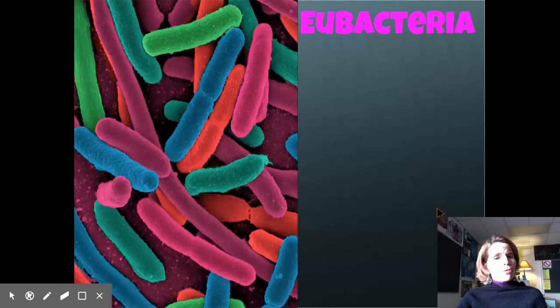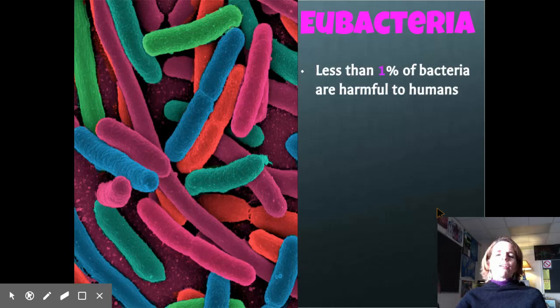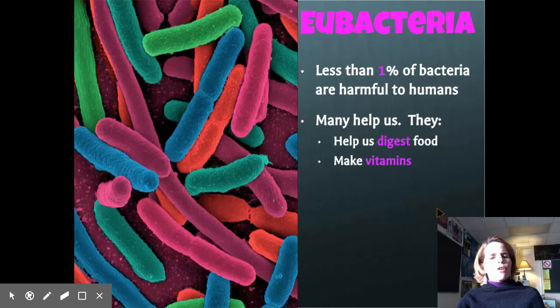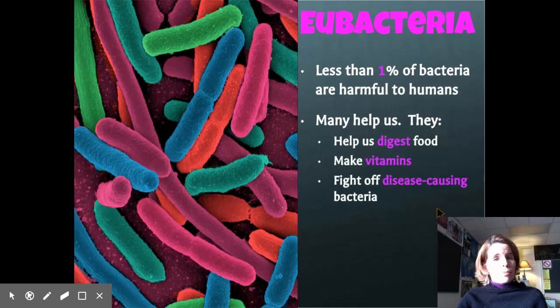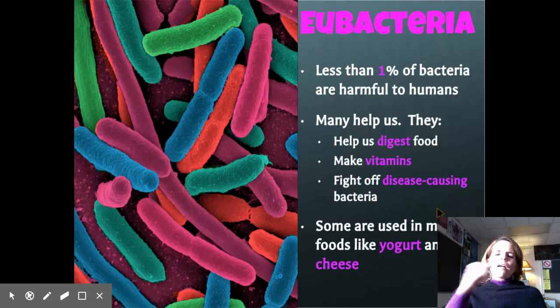All right, so eubacteria. You get infected with eubacteria. However, less than 1% of eubacteria are actually harmful to humans. The vast majority of bacteria couldn't care less about us, and only a tiny percentage actually make us sick. So many help us. They help us digest our food. They help us make vitamins in our intestines, and they help us fight off disease-causing bacteria. It's actually a good thing to have ordinary bacteria in your gut because they take up space from bad bacteria that could move in. Some bacteria are also used in making foods like yogurt and cheese.